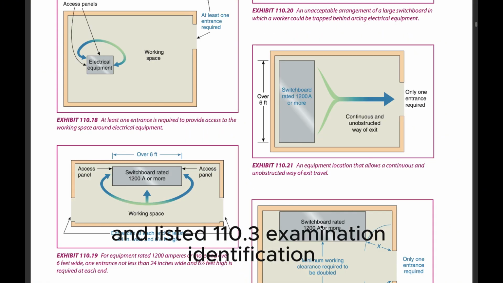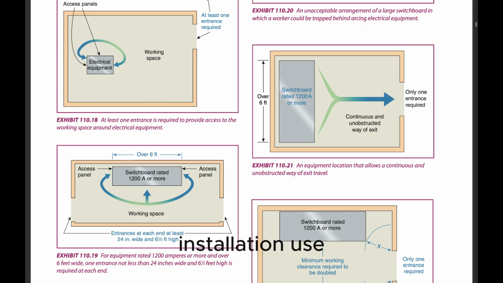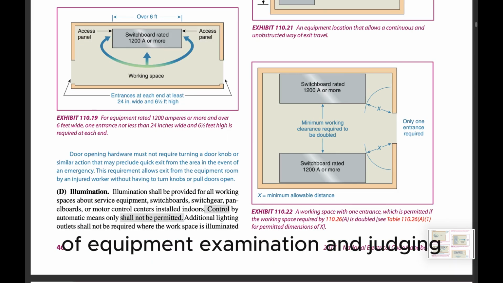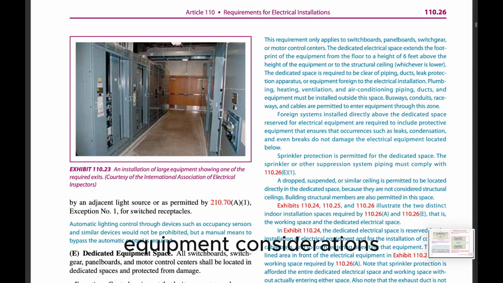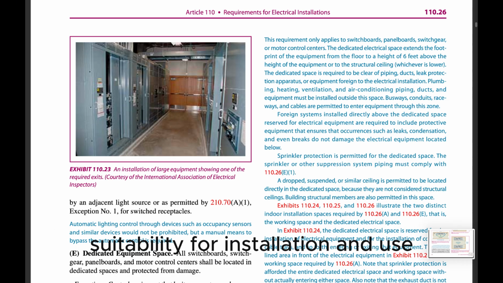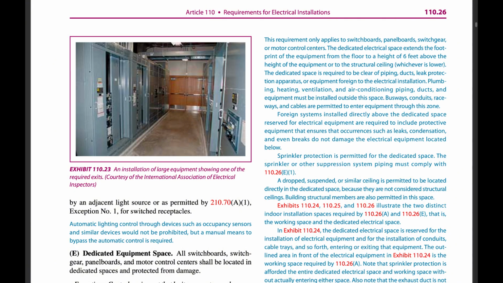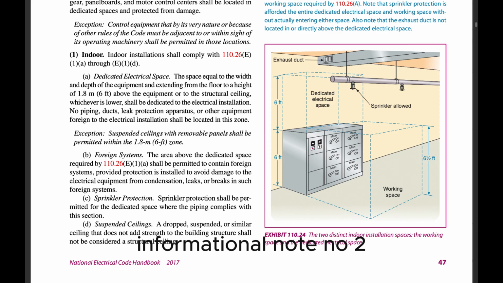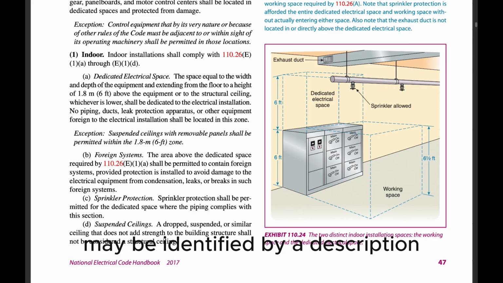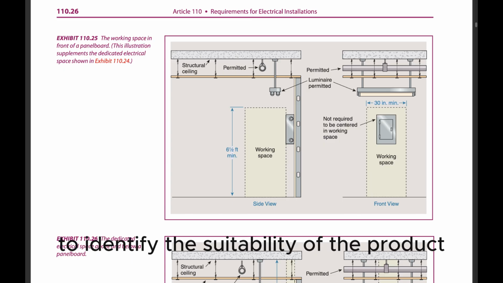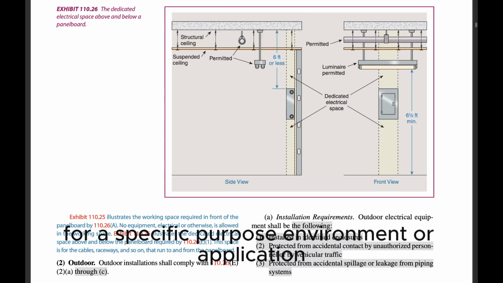110.3 Examination, Identification, Installation, Use, and Listing (Product Certification) of Equipment. A. Examination. In judging equipment, considerations such as the following shall be evaluated: 1. Suitability for installation and use in conformity with the provisions of this code. Informational note No. 2: Suitability of equipment use may be identified by a description marked on or provided with a product to identify the suitability of the product for a specific purpose, environment, or application.